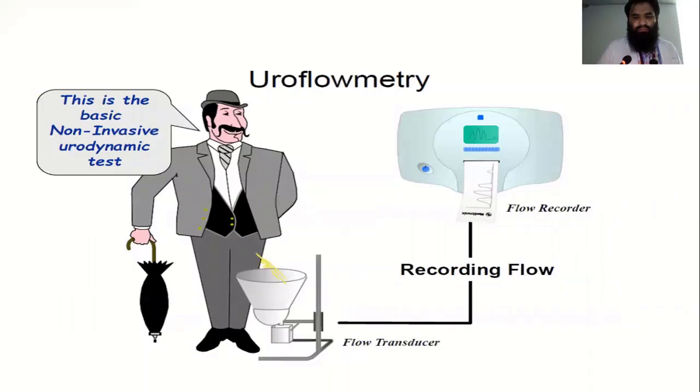So this one is the flow transducer in which a patient passes urine, and this stick shows that it should be straight, and height also depends on the uroflowmetry. And this is the flow recorder, which gives a graphic report.